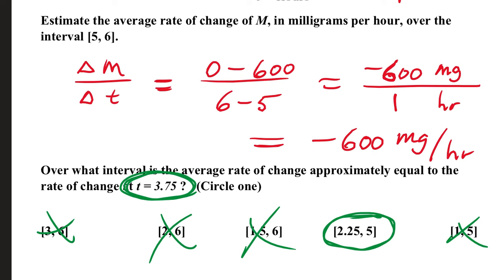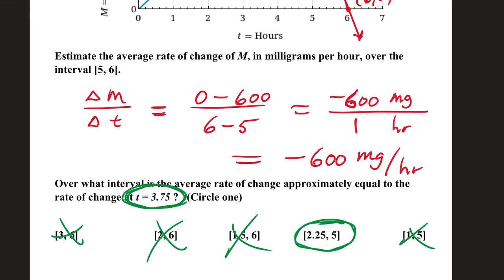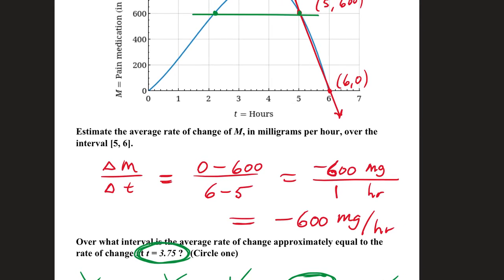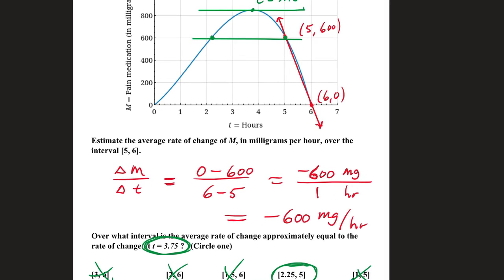Over what interval is the average rate of change approximately equal to the rate of change at t equals 3 3/4 hour? So let me zoom in a little bit, or zoom out. I took a tangent line and marked at what I thought was about 3 3/4 hours. That tangent line appears to be pretty flat. If that's truly the peak of the medication in the bloodstream, then you expect a horizontal tangent line because the medicine builds, peaks, and then it goes out of the bloodstream.